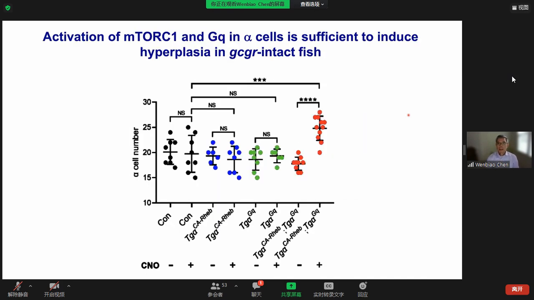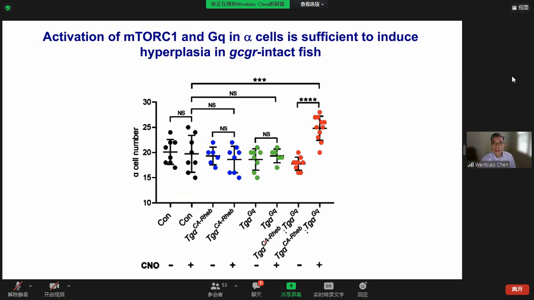In addition, we asked the question whether activation of Gq and mTOR together in the GCGR intact animal can also cause increased alpha cell number and alpha cell proliferation. And indeed, the data shows yes. So you don't have to pay attention to all the other controls.